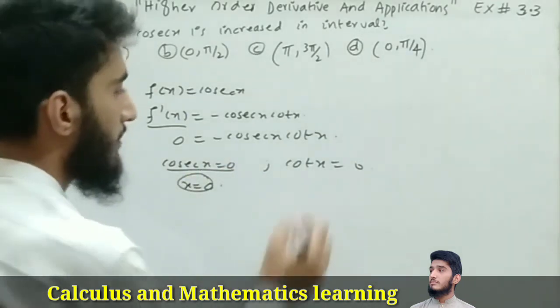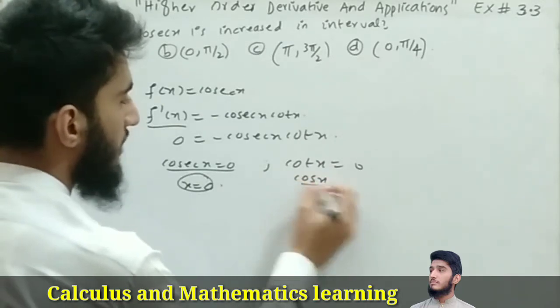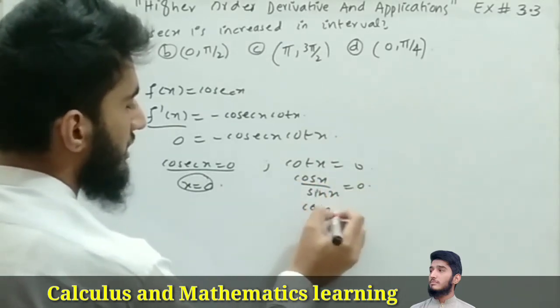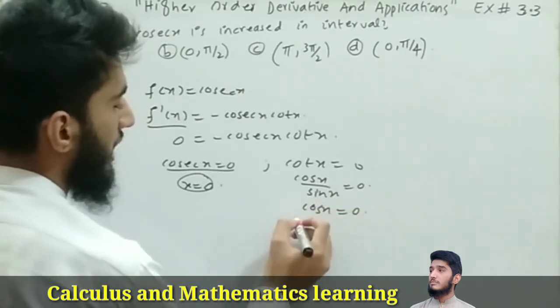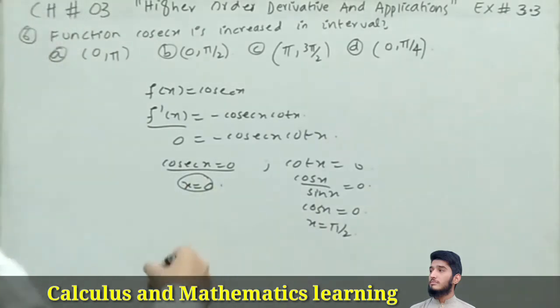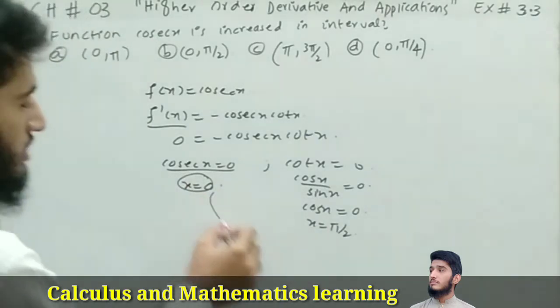The solution is 0. And from over here we write cos x divided by sin x is equal to 0. So it will give us cos x is 0, and cos x is 0 when the angle is pi by 2. So the solution is x is equal to pi by 2. It means that the function is increasing in the interval 0 to pi by 2.